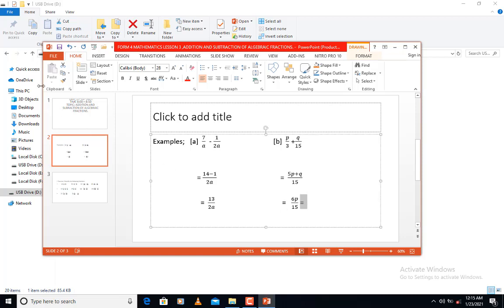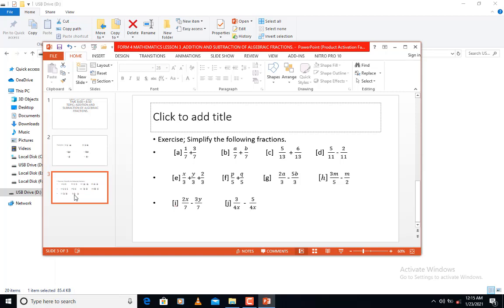So the final answer is 2P over 5. Now, what I want you to do is, as you can see in this exercise, 1 over 7 plus 3 over 7. Now can you add A over 7 plus B over 7? Try to add all these numbers and subtract them using the methods which I am explaining.